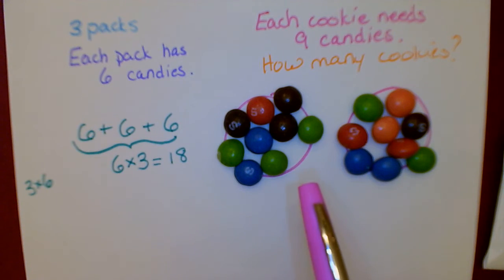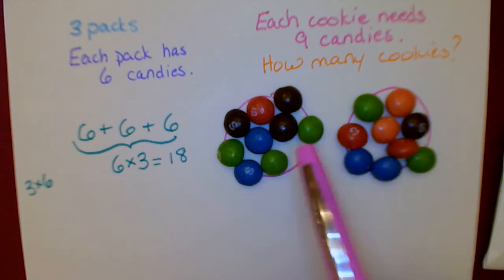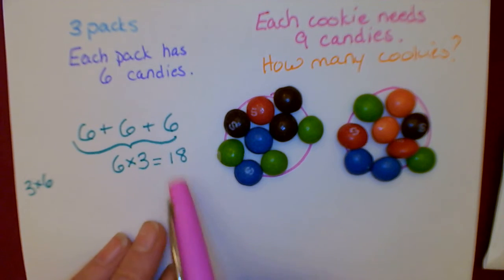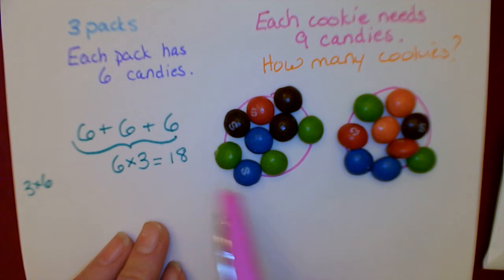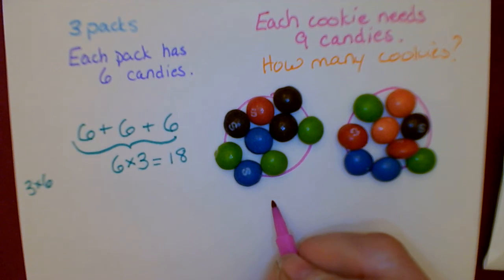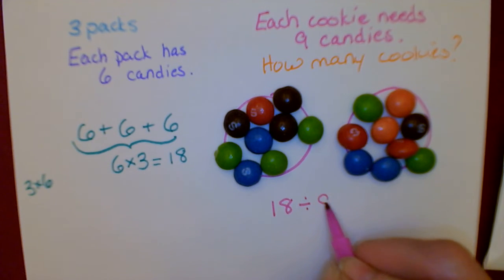It's like I took out 9 from the total, and then I made another group of 9 right here. So I made 2 groups of 9. I divided my total, my 18, into groups of 9, and I got 2 groups. So that's all that we just did right now: we took our 18, the total, and we divided it into groups of 9.